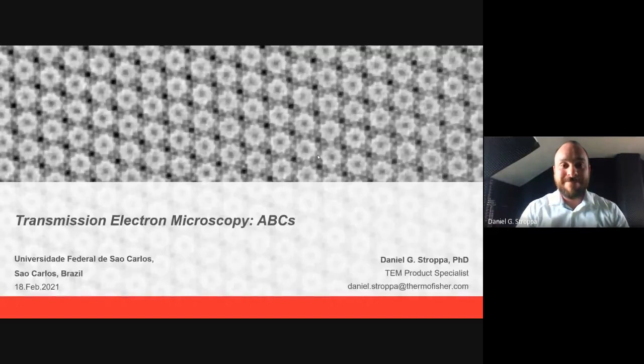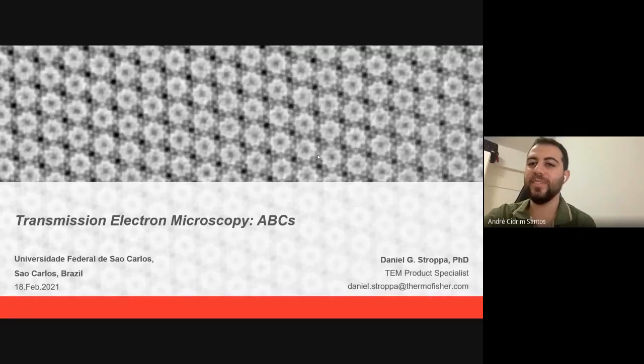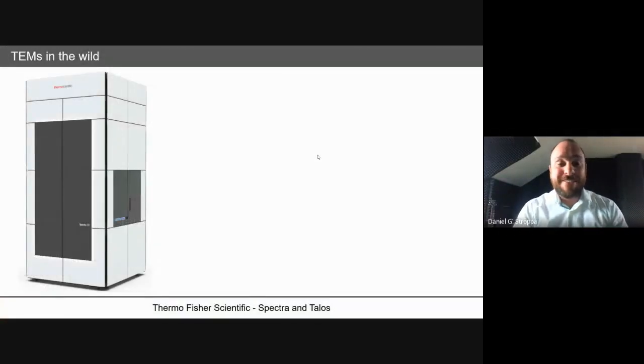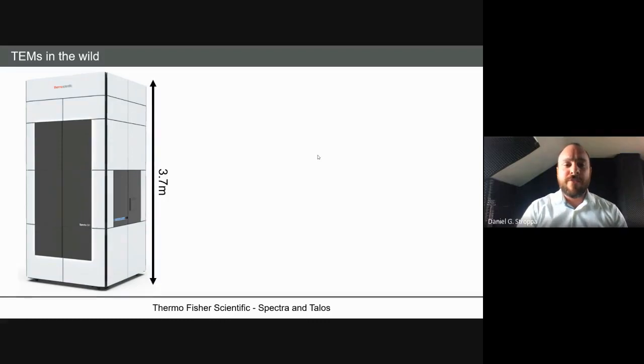So this was the TEM I was showing you. This is how it looks nowadays. It's a very recent model. As I said, it looks like a big fridge. It has an enclosure for stability. And for you to have an idea in terms of size, we're talking the range of 4 meters high. So it's a pretty big instrument.